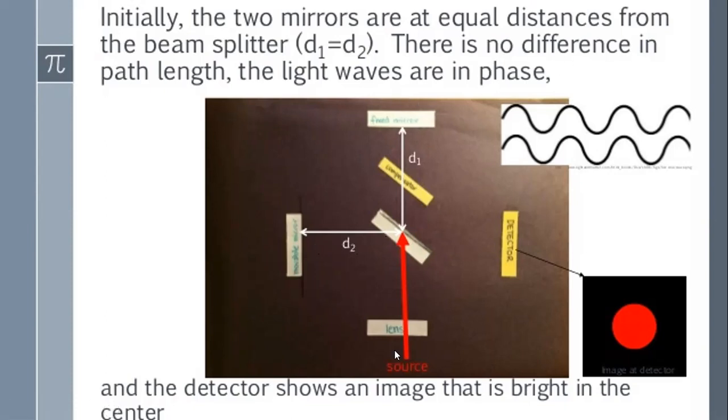The light waves are in the same phase, and the detector shows an image that is bright in the center. So this is the detector, which shows an image that is bright in the center.